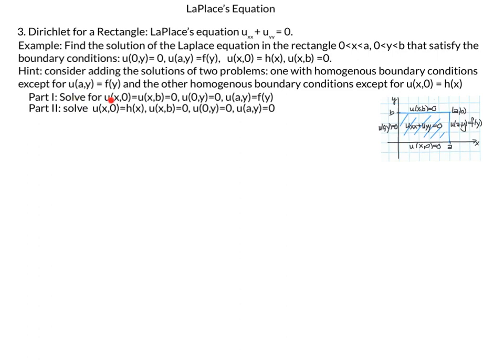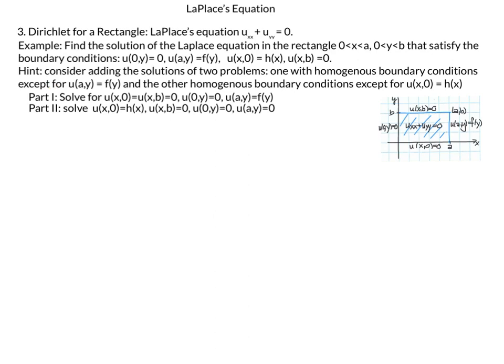In other words, for part 1, we're going to solve for u(x, 0) = u(x, b) = 0. We're just going to set this to be 0. u(0, y) is equal to 0, but we will let this one boundary, u(a, y), be equal to f(y). And then for part 2, we set everything equal to 0 except our u(x, 0) boundary, which we will allow to equal h(x). So in each part of our problems, there's only one boundary that we have equal to a function. Everything else is equal to 0.